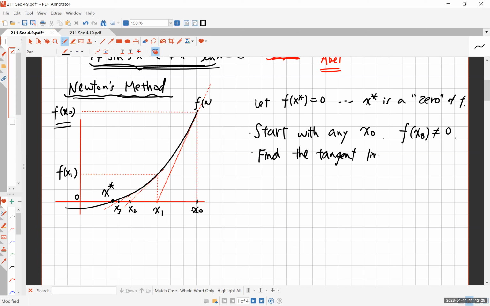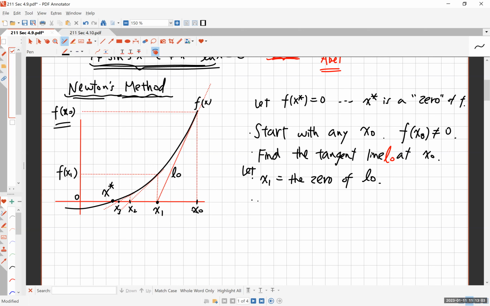Tangent line at x0. Let's call that tangent line L0, line 0, at x0. And let x1 be the zero of that tangent line. So in this picture, this is L0. x1 is where L0, the first tangent line, crosses the x-axis. We will call that x1.